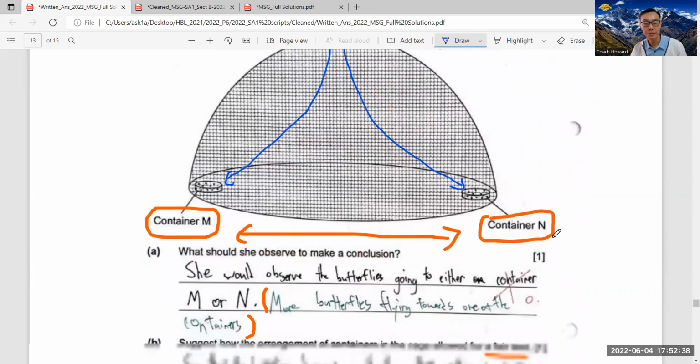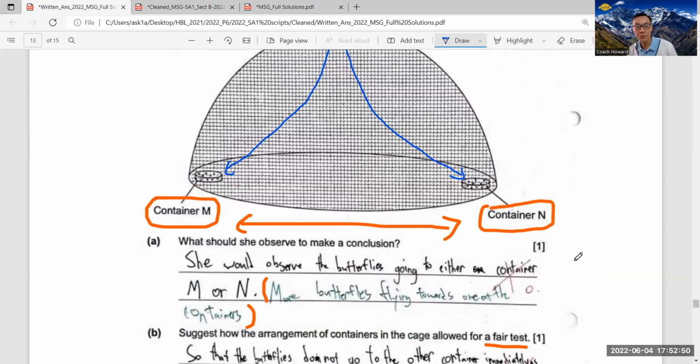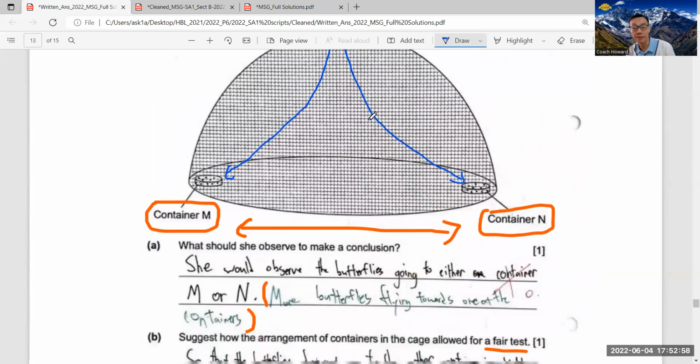So the reason, so the arrangement is the butterflies need to fly the same distance, the keyword, to the sugar solution. Or you can say that both sugar solution must be at the same distance from the butterfly.